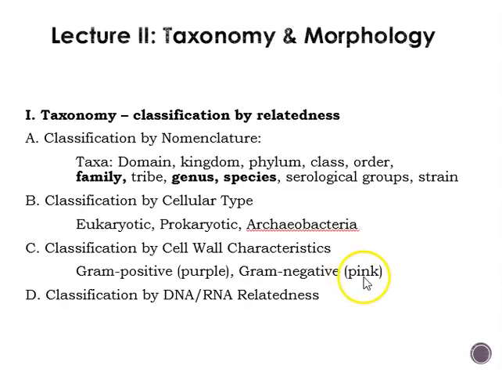And then the last way that we can categorize our organisms is by DNA or RNA relatedness. As technology develops, we are able to tell more about bacteria and classify them on the basis of DNA and RNA relatedness rather than just their morphological or biochemical characteristics.